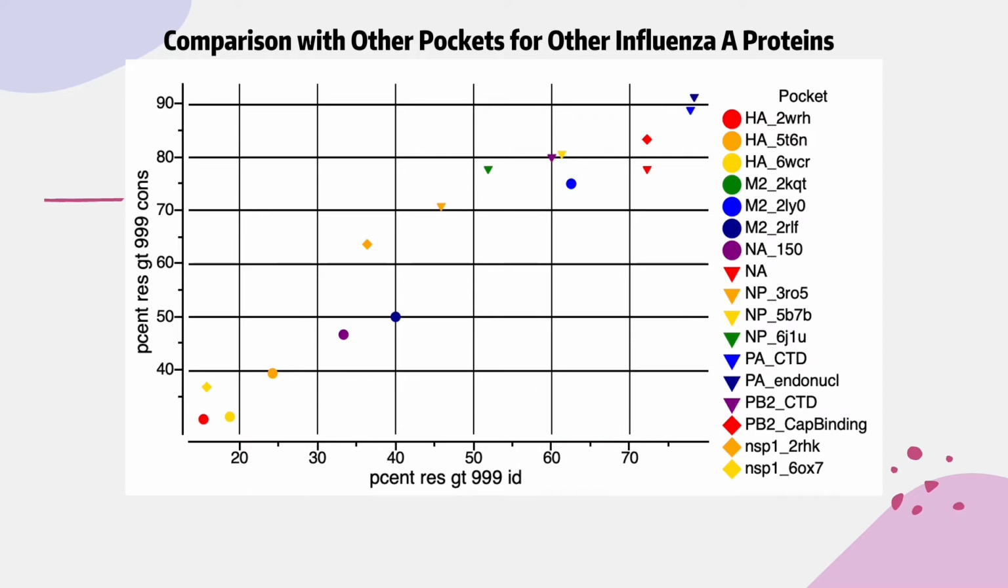Furthermore, it is obvious in the plot that the pockets of the HA and M2 proteins are not well conserved for the development of broad-spectrum inhibitors, but the M2WJ332 pocket may be a good candidate for novel antivirals, shown as the M2-LY0 PDB code.